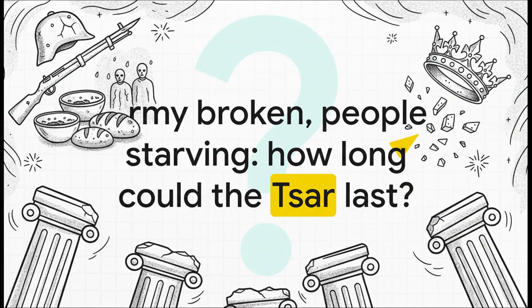And so, we end with this final thought. By early 1917, the situation was absolutely critical. You have a demoralized army that no longer wants to fight for the Tsar. You have starving people rioting for bread in the streets. And you have a Tsar who has lost all trust and credibility.